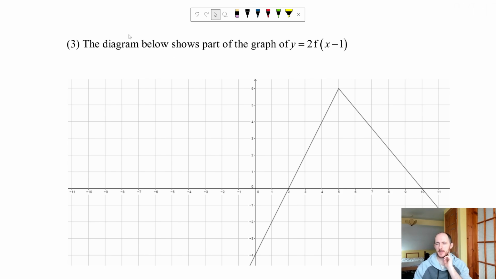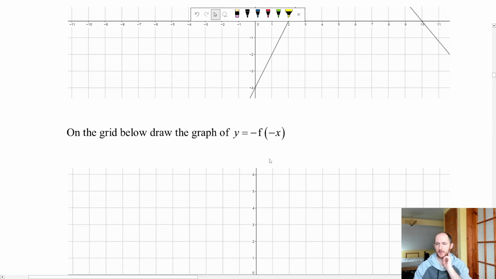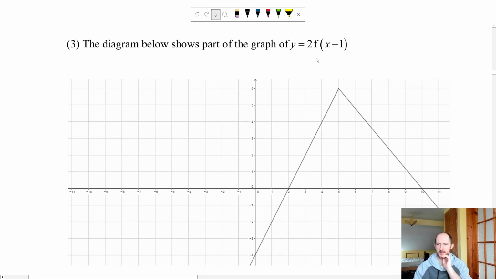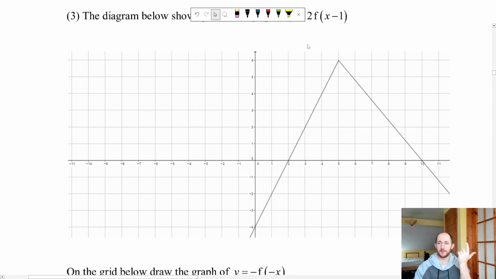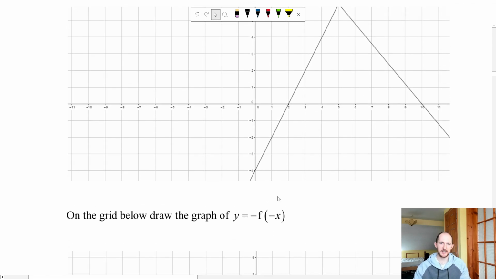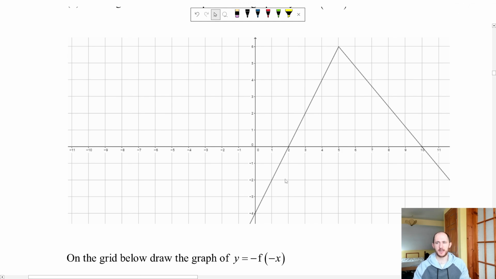I've zoomed in quite a bit for this one. So the diagram below shows part of the graph of y equals 2f of x minus 1. Interesting. And they want us to draw minus f of minus x. Now, the interesting thing is, a lot of students would try and just go from this straight to this. And could you do it? Potentially. Like, for example, going from 2 to minus 1, you could divide all the coordinates by 2 and then reflect them to make it negative. And then with x minus 1, what you could do is add 1 to all the coordinates and then make them negative. But as you can see, that's kind of tricky.